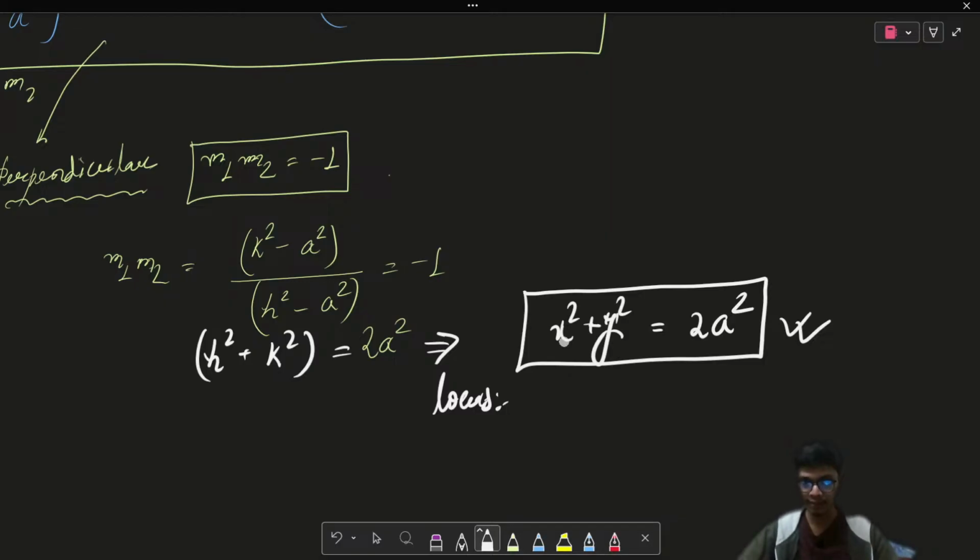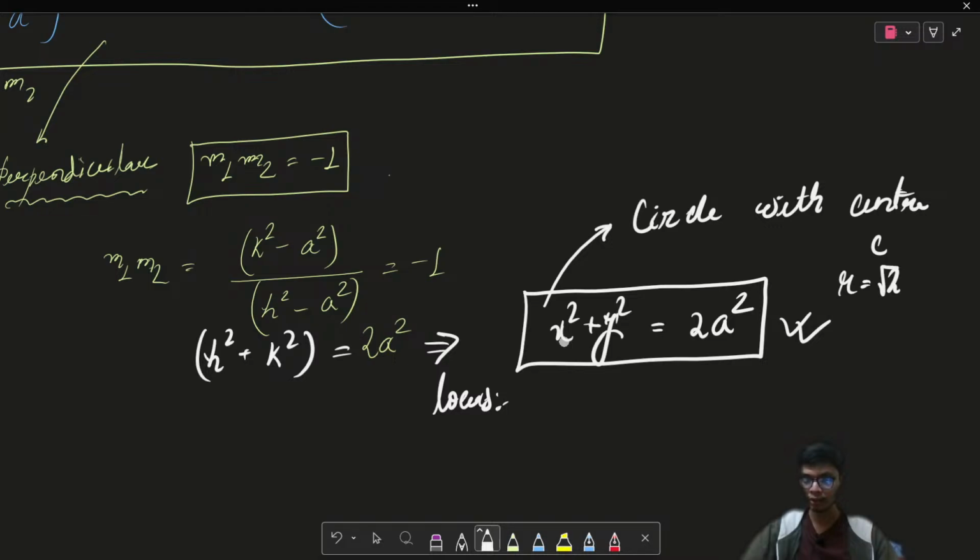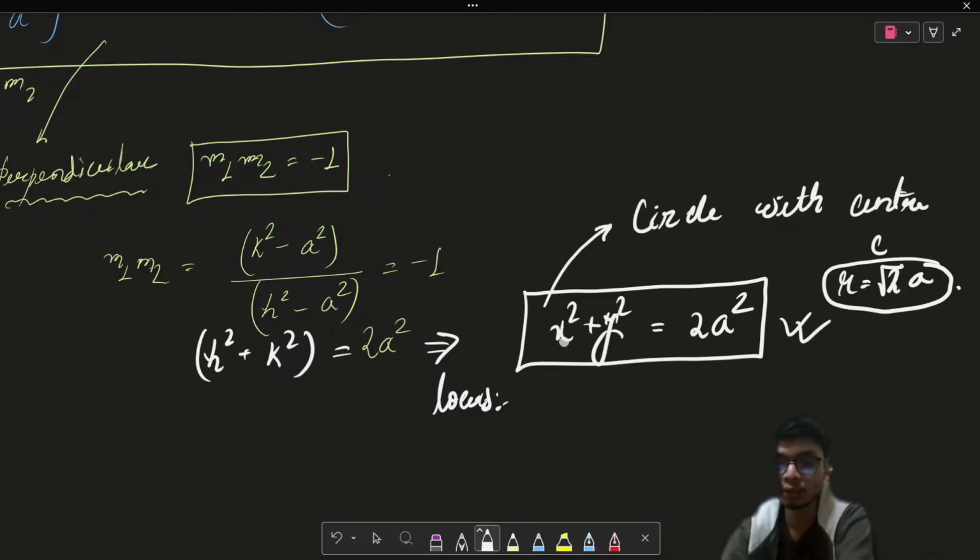So what you understand over here is that the director circle of a given circle is also a circle with the same center C, and the radius is root 2 times a. So the only change we have in the director circle result for a given circle of radius a is that the radius gets multiplied by root 2. The radius is only increased root 2 times.